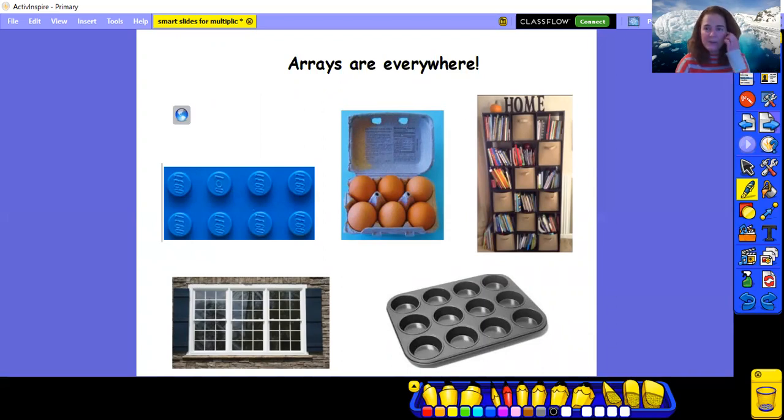So if you click on the link, which is on the Padlet page, you can watch a little video which shows you different arrays that might be in the environment. And you could have a go at looking around your house for some arrays, and you could write a repeated addition and a multiplication number sentence for the arrays you see in your house. And I'm going to stop sharing my screen just for a minute, because I am going to show you some arrays that I found in my house. So let's have a look. Okay, so I went and had a little rummage in my kitchen, and I found an egg box.